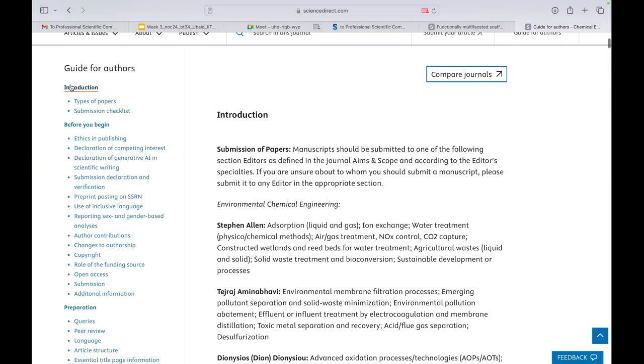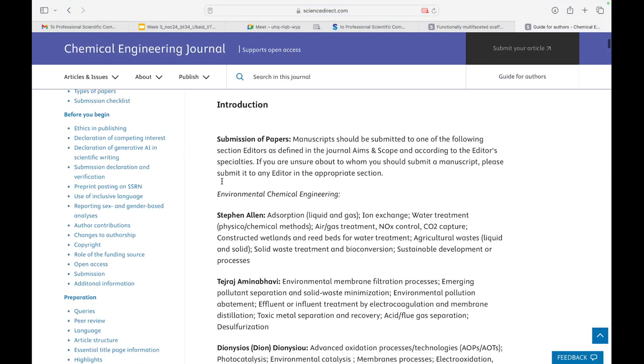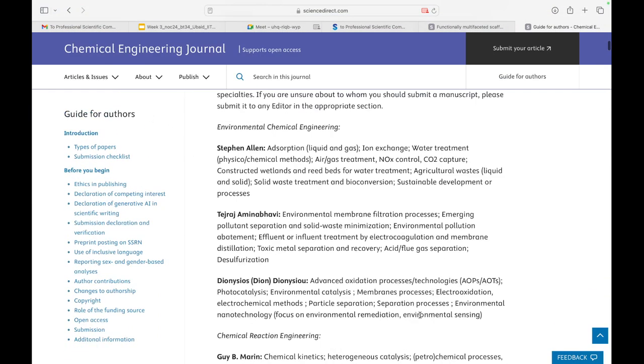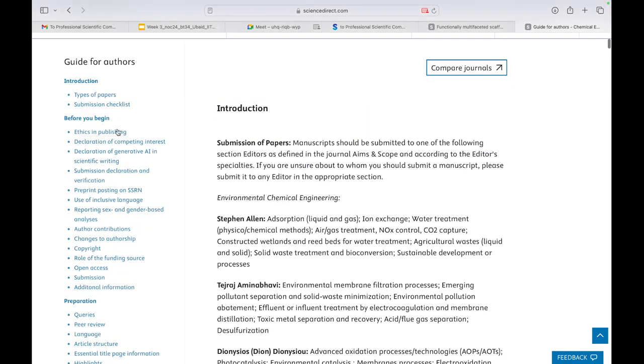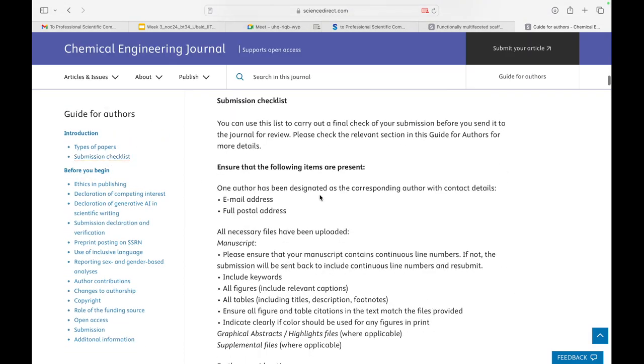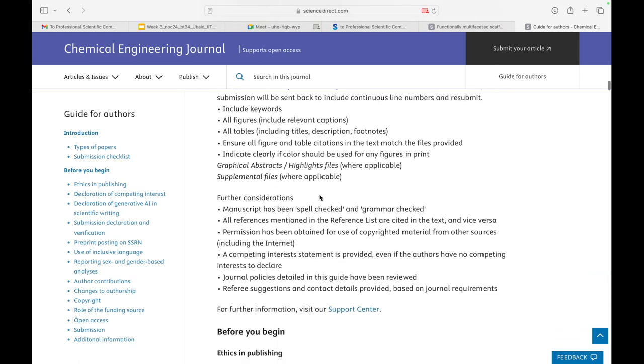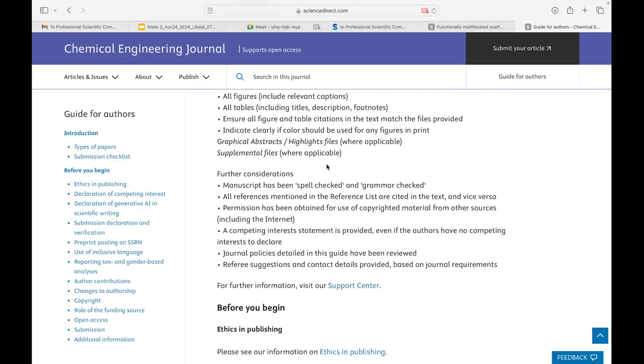So everything is written there. You can see the introduction, submission checklist. So these are the submission checklist. What should be there? What should be ready? These things should be ready when you submit the manuscript.